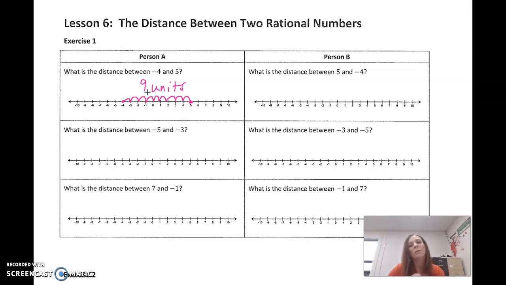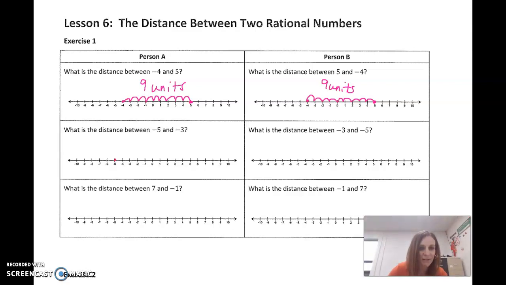All right, but what if we just change the order and we do 5 first and -4? We go from 5 to -4. Hey, guess what? Still 9 units. It doesn't matter which one we write down first. They're always going to be 9 units apart. But that's a positive and a negative. So what about two negatives?